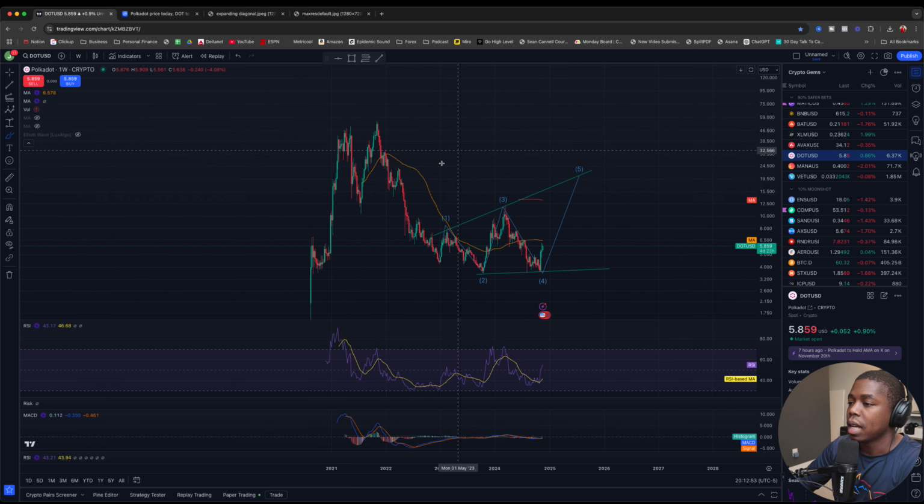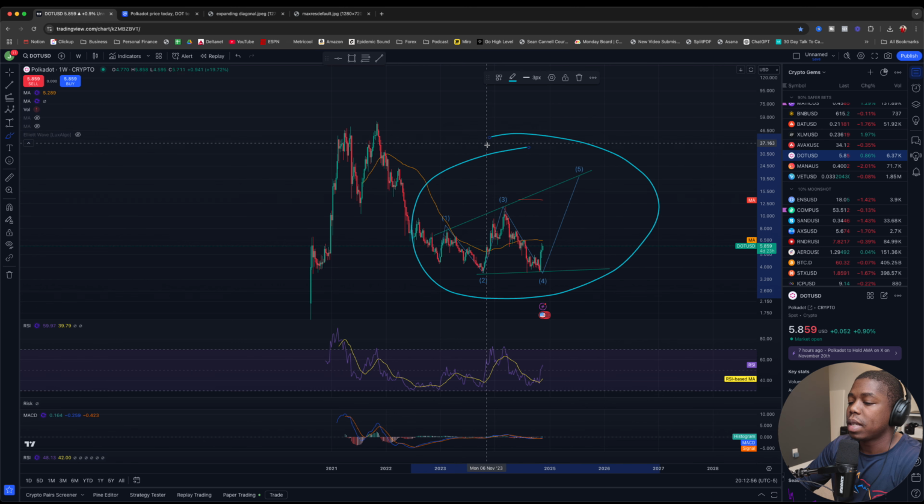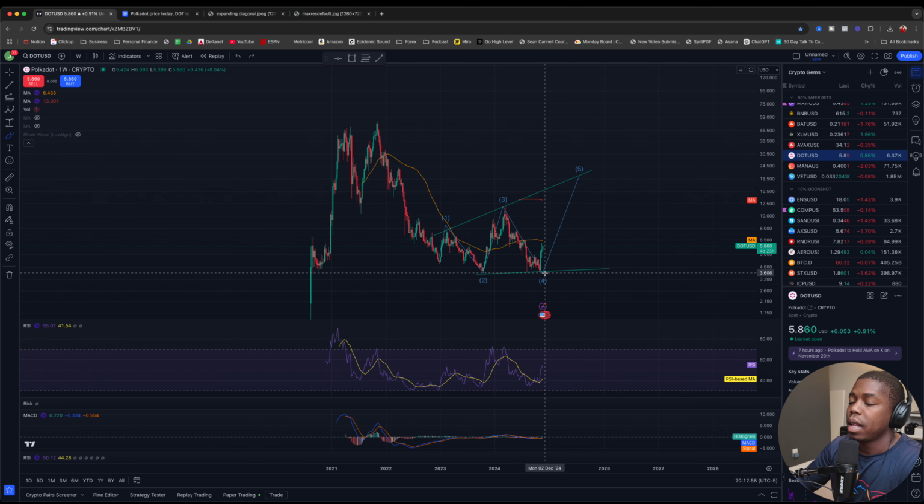And I've just been looking at a lot of these different cryptos that have this same pattern, and they're bullish in my case.